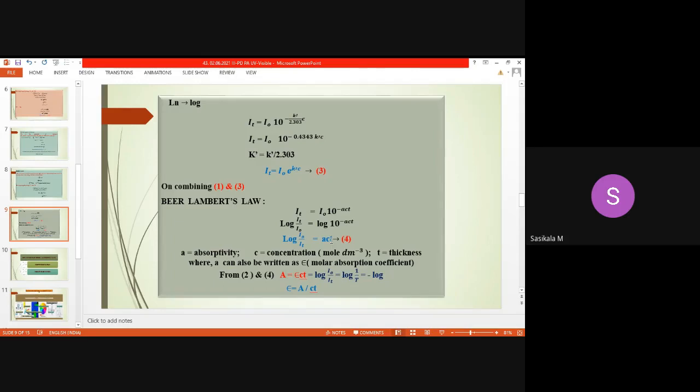B represents path length. Path length is what? 1 centimeter, the cuvette path length. Okay, so the T represents thickness. Thickness can be said as path length. Path length is b. It can be represented with b.